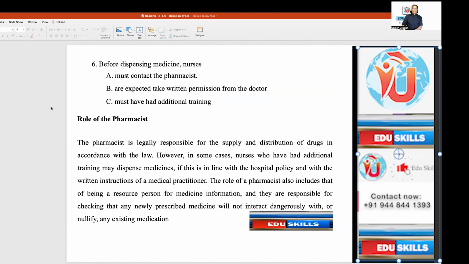Just listen. 6. Before dispensing medicine, nurses must contact the pharmacist. B are expected take written permission from the doctor. C must have had additional training.